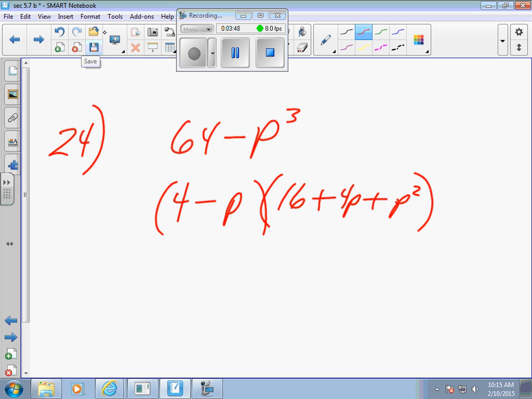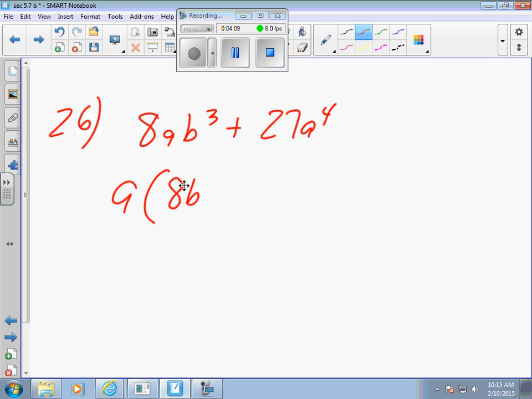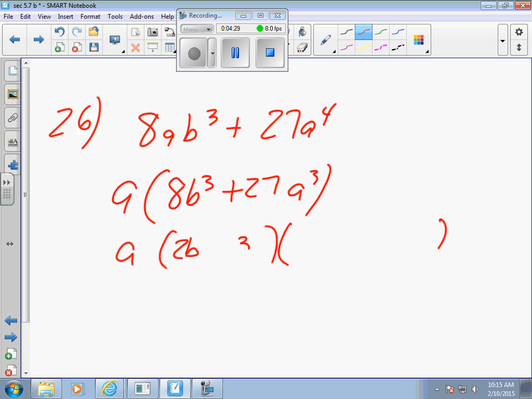For number 26, we have 8ab cubed plus 27a to the fourth. If we look for a greatest common factor on this one, I'm going to pull out an a, leaving me with 8b cubed plus 27a cubed. Since we have a cube thing plus a cube thing, we know it's going to be binomial, trinomial. The cube root of my first term is 2b. The cube root of my last term is 3 and a.